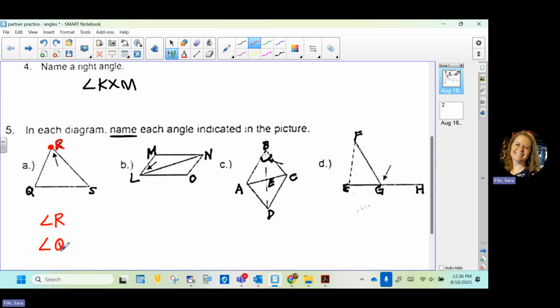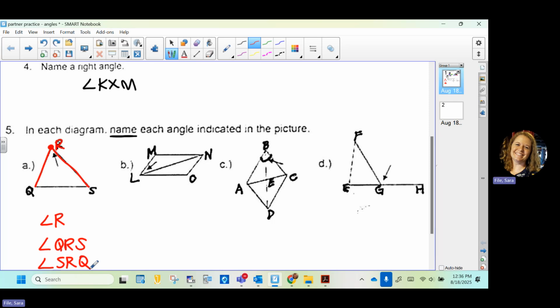I could go QRS and trace it to check. QRS. That's the angle that it's pointed to, right? So that would work. What other order could I trace? S, R, Q. And that's the angle that the arrow's pointing to. So any of these 3 are correct ways to name that angle.